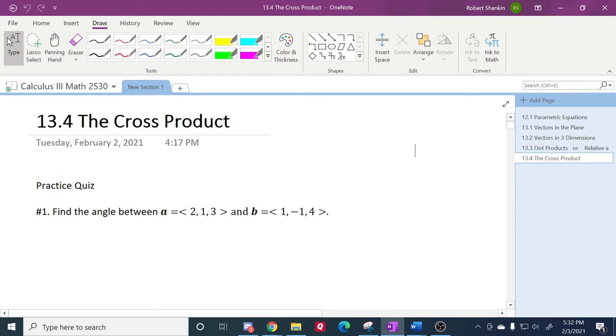Recording is started, and let me take you to the first item in the practice quiz. Find the angle between these two vectors. Don't look anything up on any of the practice quizzes, just what you can remember.